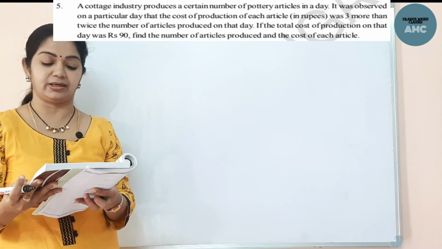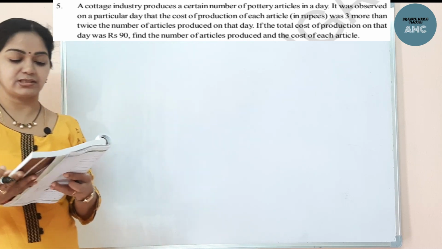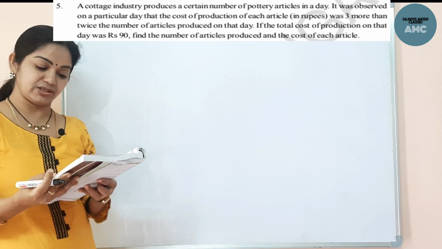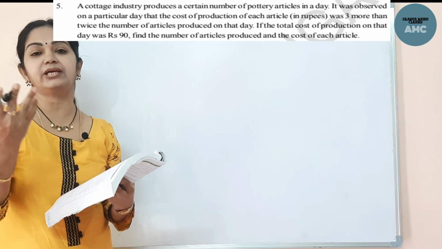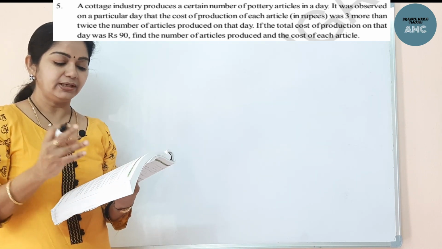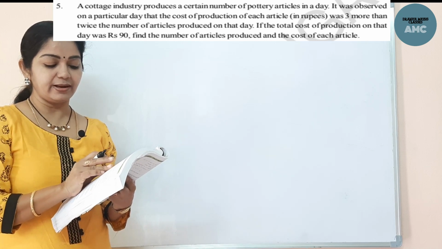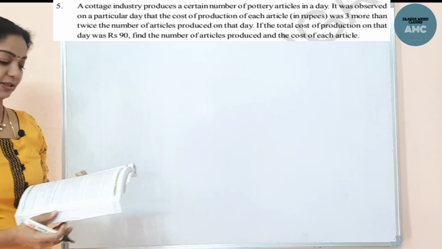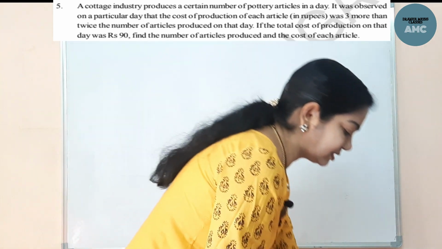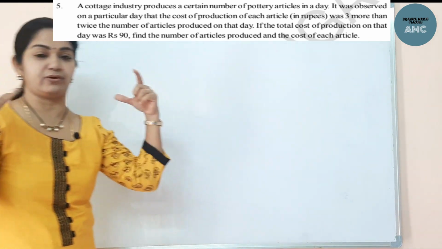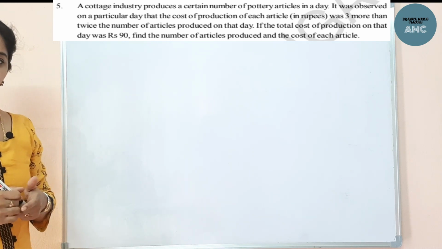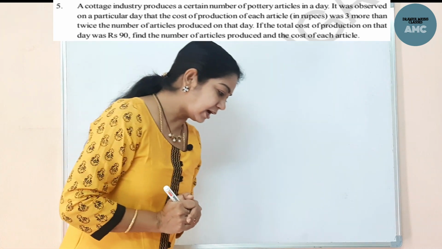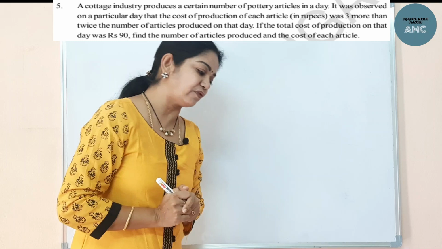Here there is a small scale industry, that is a cottage industry. It is producing pottery articles in a day. So here it is asked to find the number of articles produced and the cost of each article. Now we will suppose variables and bring it into the form of a quadratic equation, then we will solve the problem.